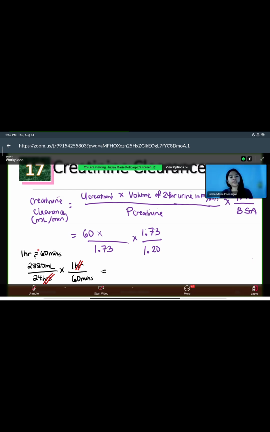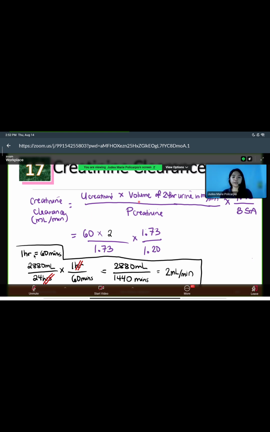Okay, so therefore, yan yung magiging working equation natin here. So we have 2,880 ml times 1. That would give us 2,880 ml on the numerator. 24 times 60, that would give us 1,440 minutes on the denominator. And what is 2,880 divided by 1,440? That would give us 2 ml per minute. So, siya ngayon yung ilalagay natin dito sa volume. Volume pa lang yan ha, hindi pa yan yung final answer. Kinonvert pa lang natin yung ml per 24 hours into ml per minute. So, dito ilalagay natin 2 dito sa volume ng 24-hour.